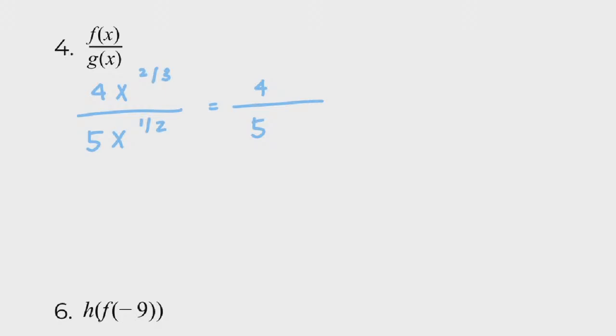And for the x's, we can subtract the exponents because they have the same base. So we have 2/3 minus 1/2. Again, we need a common denominator, which is 6. Multiply this one by 2, this one by 3. So we'll get 4 and 3, and then that'll simplify to 1/6. So that means we have x to the 1/6 power in the numerator. And since x is in the numerator, the domain is all real numbers.